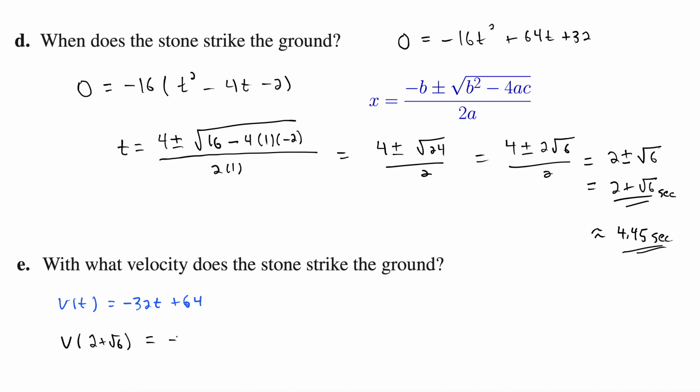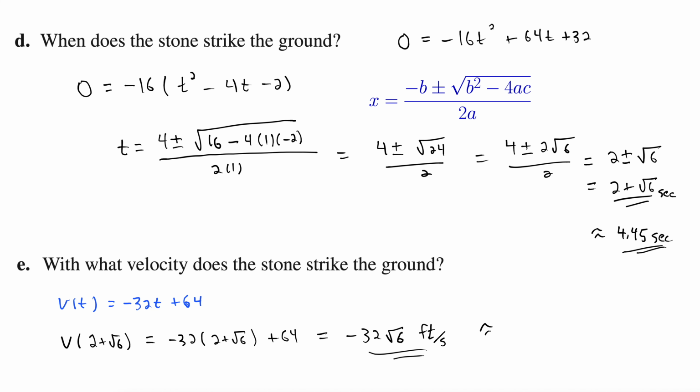Okay, no problem. Negative 32 times 2 plus rad 6 plus 64. Well, that comes to, let's see, negative 32 times 2 is 64, so those would cancel out. So negative 32 rad 6. And the units on that velocity are feet per second. So feet per second. There we go.